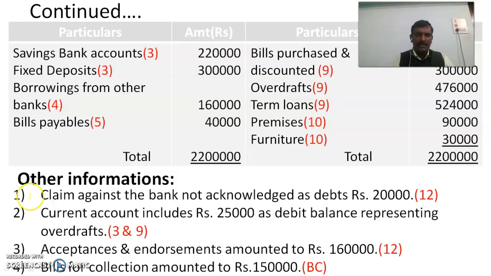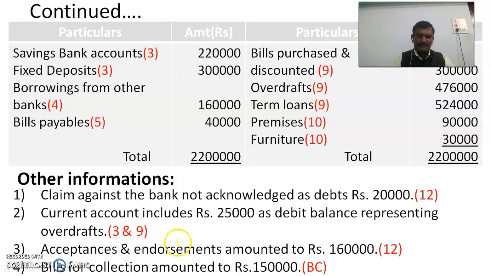So here it affects two aspects of the balance sheet, once on the liability side and also in assets. In liabilities, it is affected in the deposits where the current account will be there. Under that current account, we have to adjust this overdraft, and also it is to be adjusted to schedule number 9 in advances, where the overdraft is also to be adjusted.